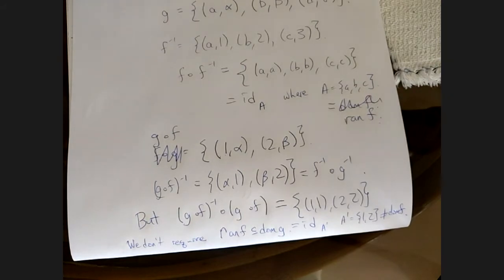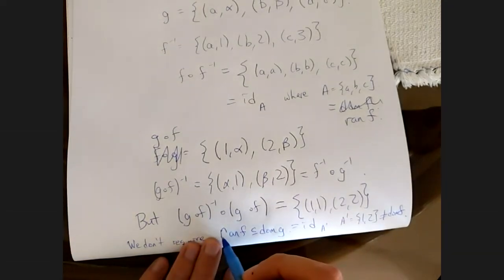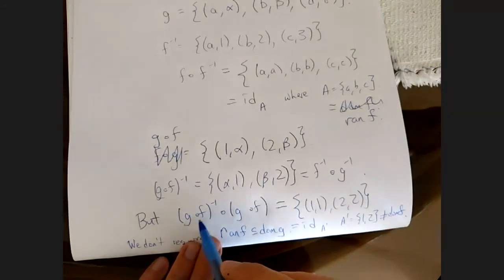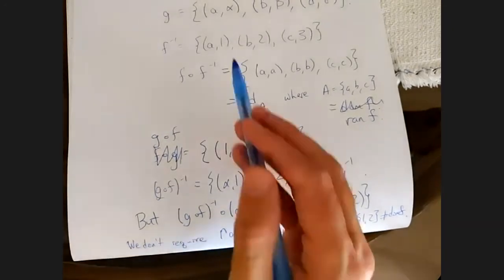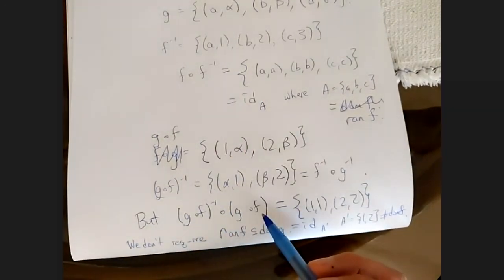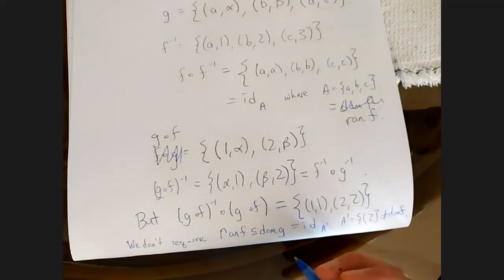I guess it just goes to show you why we normally might require that in order to form G of F, the range of F is contained in the domain of G. And why do we require that? So that this weird stuff doesn't happen where you compose two functions and you get a smaller domain.